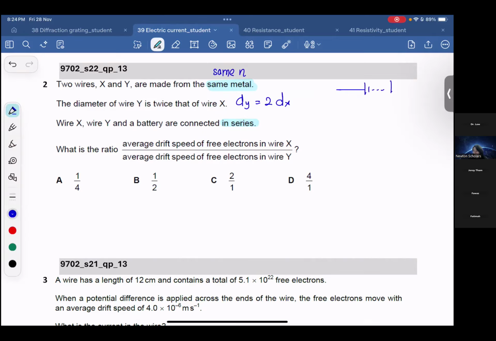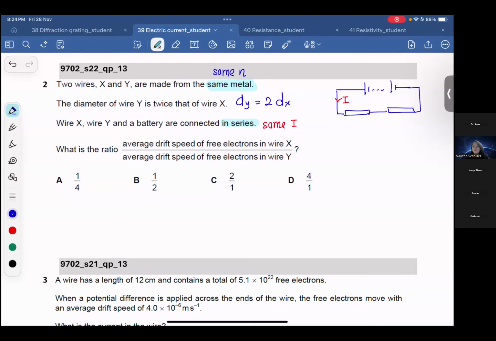So let's say we have the battery and the 2 wires connected in series. What will be the same in the circuit? My answer is current. In series, same current, same I. So calculate the drift speed of the electron in wire X and wire Y. Can you try? Those who cannot, roughly have a look at my working steps. Jorek already got the answer. Good job.